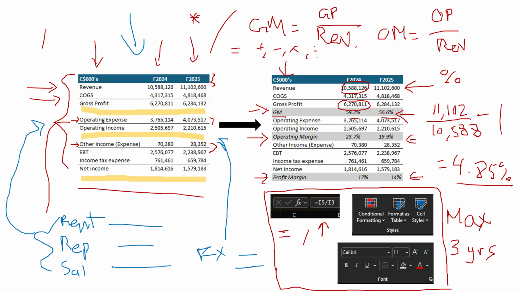All you have to do is hit equal and click on the cell. For profit margin, I put equal here, I click on the net income cell, and then I put in a slash, and I click on the revenue cell, and I hit enter, and it will give me this automatically. Okay, just so you know how to really create it, in case you're not familiar with Excel.